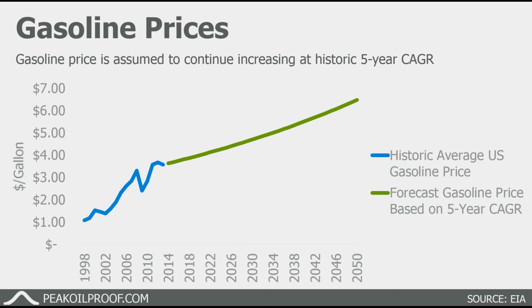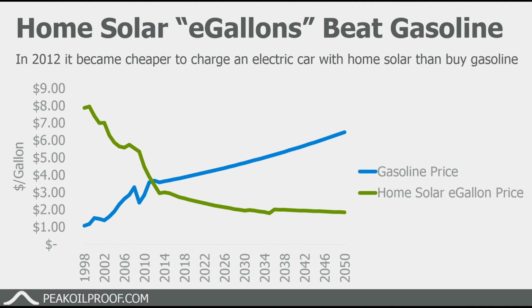Now, the gasoline price has come up dramatically over the last couple of decades. The blue line is the historic average U.S. gasoline price, and for the model's sake, the assumption I'm using is that the price of gasoline will continue to increase over the next few decades at the historic 5-year compounded annual growth rate of gasoline. So that's what this looks like. This is the assumption I'm using for the model.